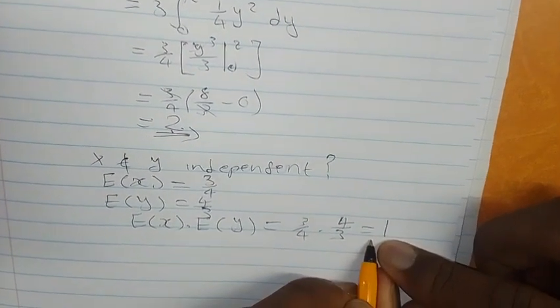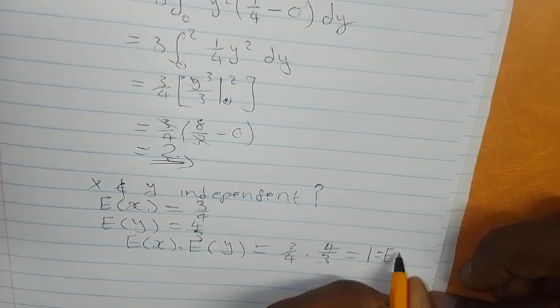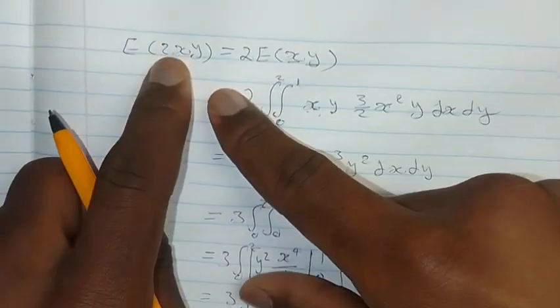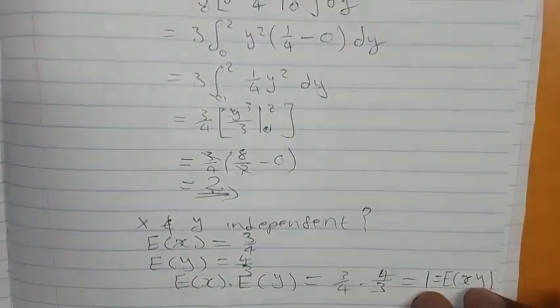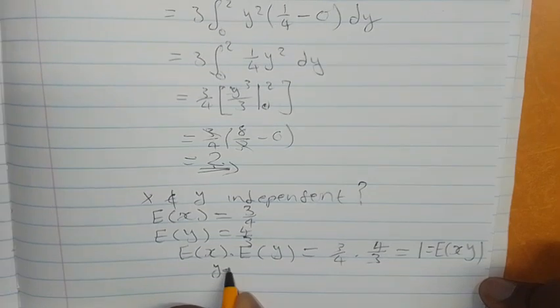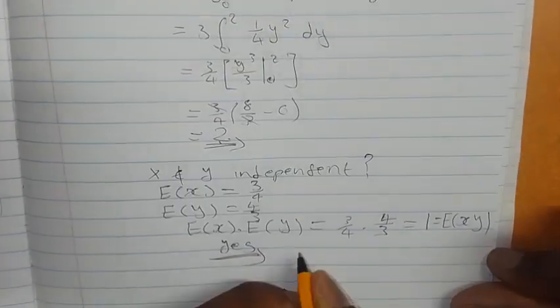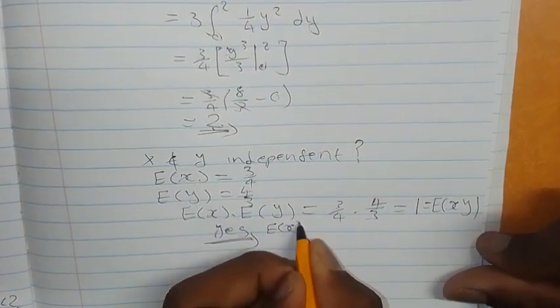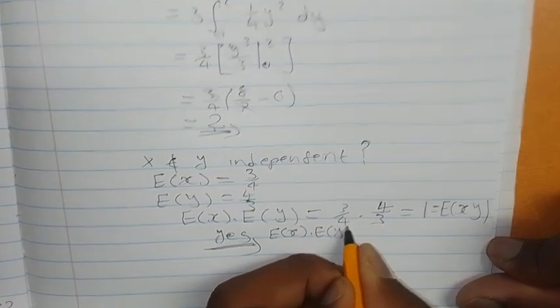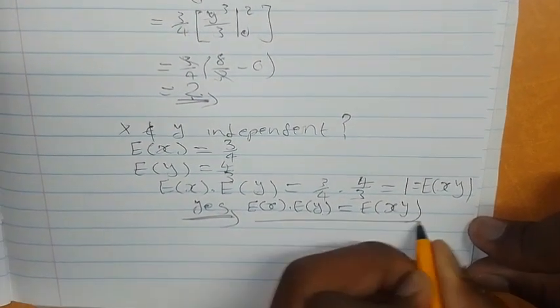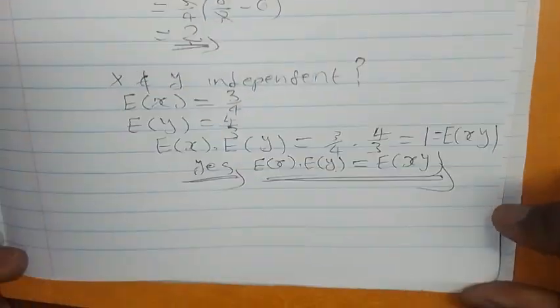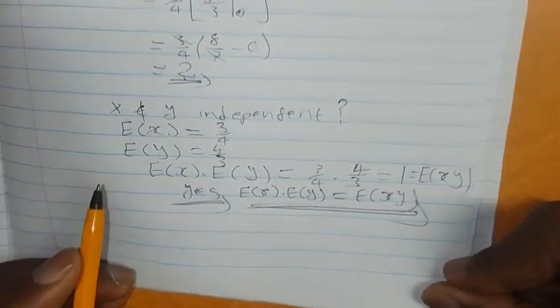1. And this is the same as the expected value of xy, because the expected value of 2xy is just going to be 2, the expected value of xy, which we calculated to be 2. So yes, x and y are independent, and the reason is that the expected value of x multiplied by the expected value of y results in the expected value of xy. So that's how you can know that two random variables are independent.